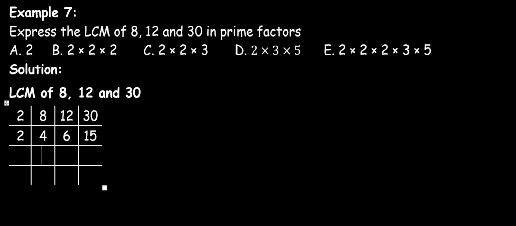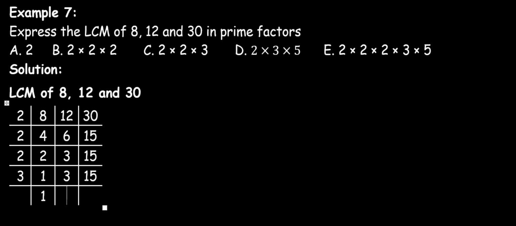We can still take 2 again. 2 divides 4, 2. 2 divides 6, 3. 2 divides 15 without a remainder, cannot, so you bring the 15 down. You can still take 2. 2 divides 2, 1. 2 divides 3 without a remainder, cannot, so you bring it down. 2 divides 15 without a remainder, cannot, so you bring it down. Next, we can conveniently take 3.